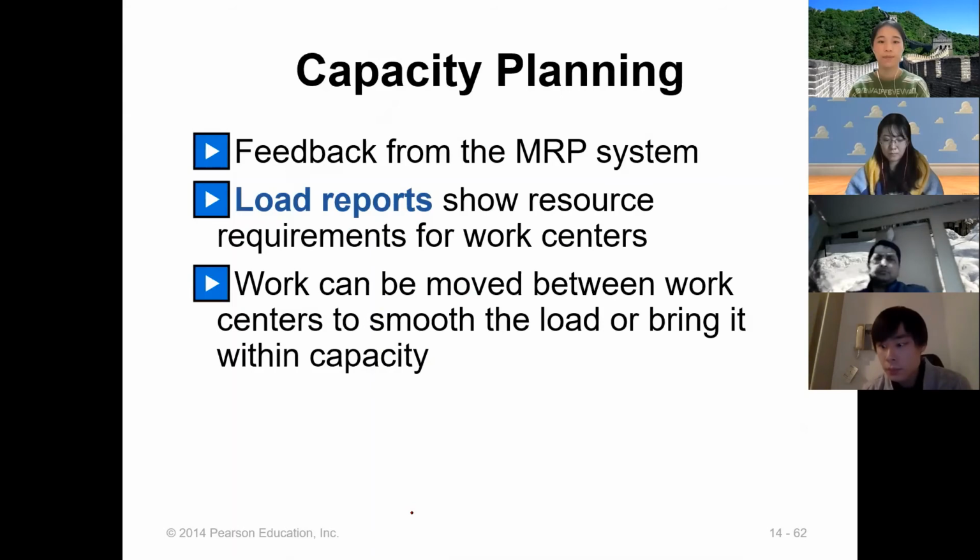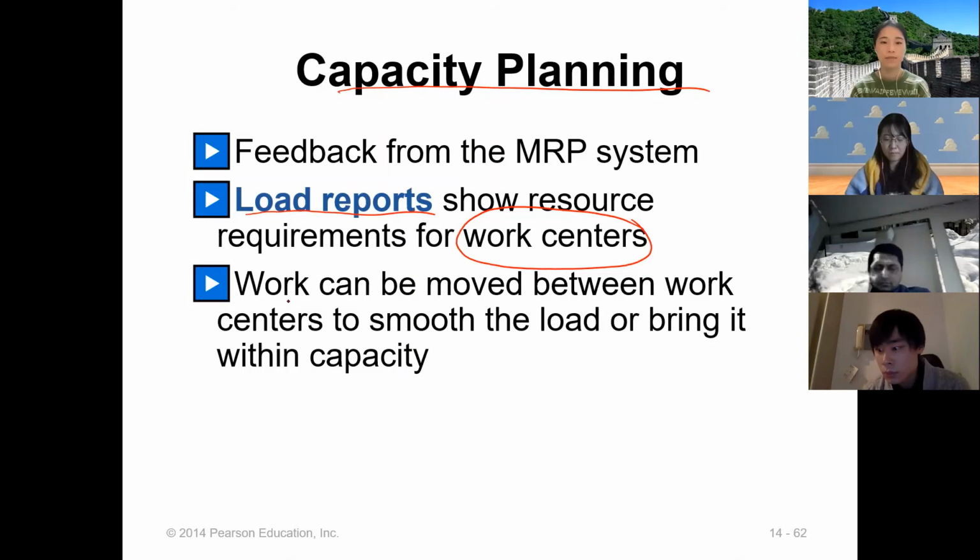So in the MRP system, you will get feedback about your capacity planning. Feedback from the MRP system is in terms of our capacity. When we have this number of orders, is it enough or not? And in the MRP, you can actually have a load report. Load reports mean how much capacity is being used in the work centers in that production area. What is the utilization? Can it meet the promised quantity?